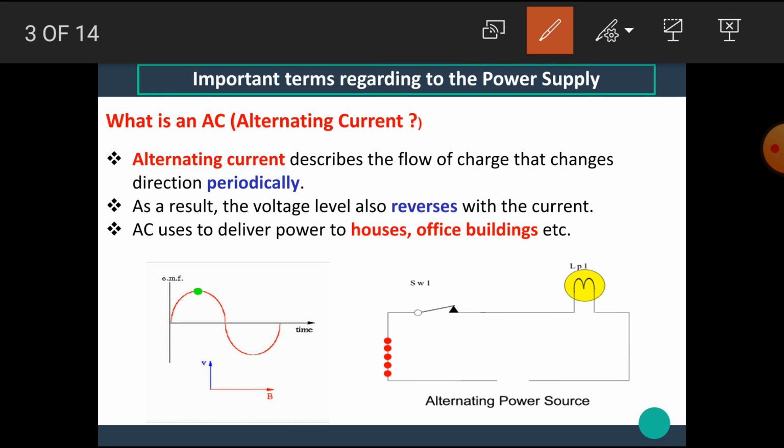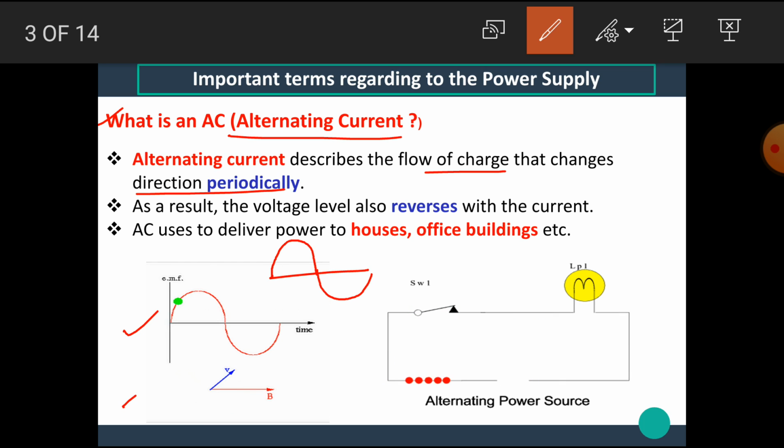First of all, we are going to see what is an AC or alternating current. Alternating current describes the flow of charge that changes direction periodically. That means the alternating current is a current which changes its direction periodically. Sometimes it contains a positive value and sometimes it contains a negative value.